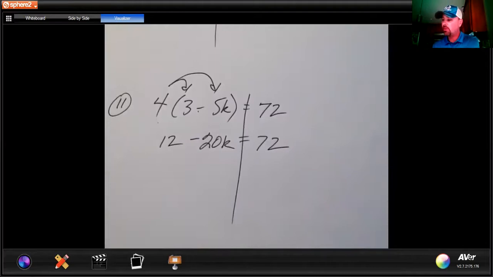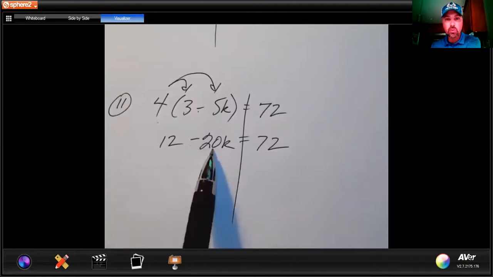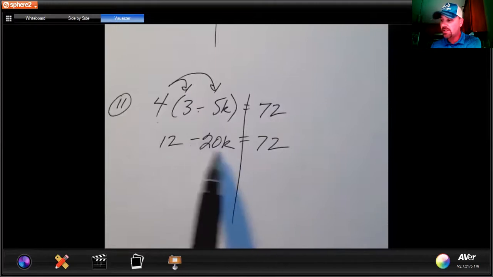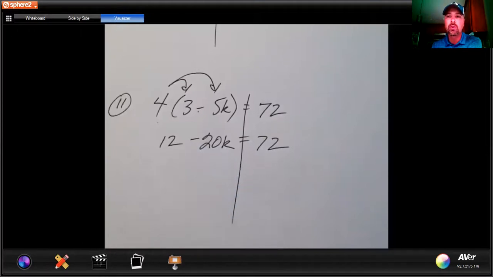Now we're going to follow the correct order. We're going to start with addition or subtraction. Notice this minus 20k belongs to this. And so really this is just a -20 times k. This is multiplication, not subtraction. I know it's strange, but the more you do, the better you will get at identifying these things, okay?